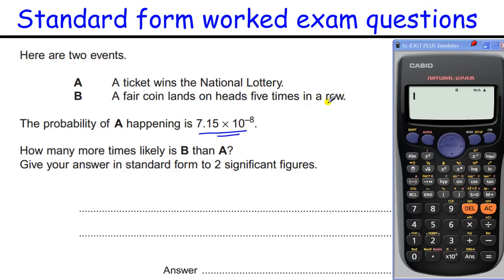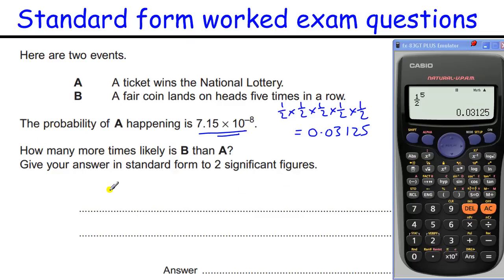A fair coin 5 times in a row is a half times a half times a half times a half times a half. Because each time the fair coin landing on heads is a half, so 5 times in a row is going to be a half to the power of 5, which is 1 over 32, which equals 0.03125. How many more times likely is B than A?